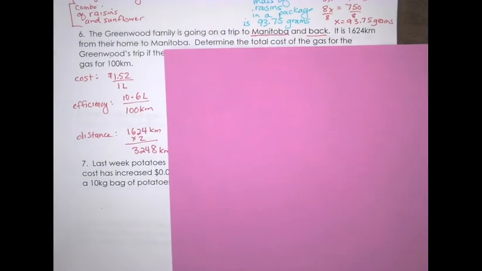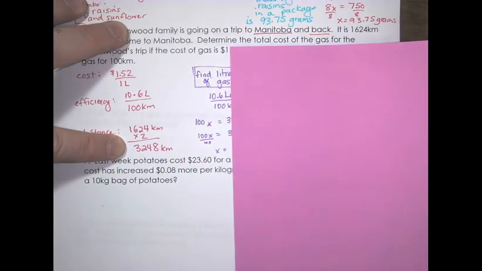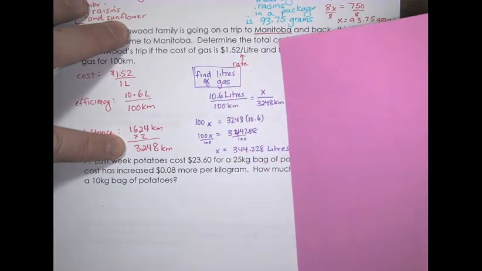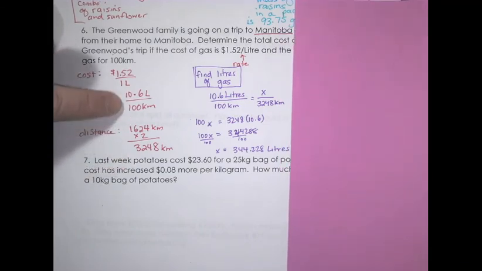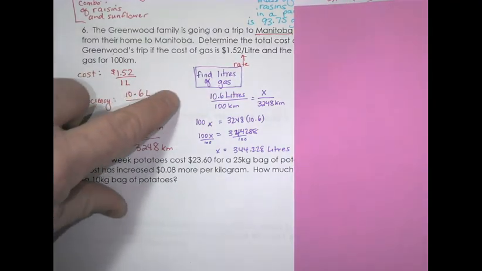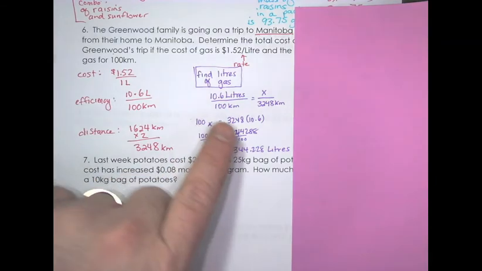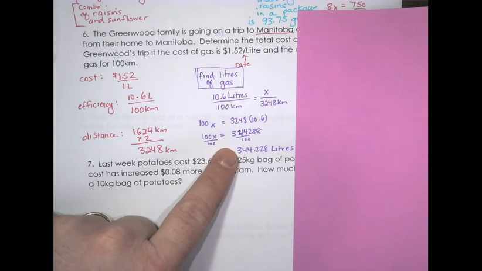All right, hopefully you've tried this question, and we'll give it a go. So this is what we originally had. We said that it was $1.52 per liter, 10.6 liters for every 100 kilometers, and we figured out the distance. So the first thing, hopefully you tried, is figuring out how much gas you would use. Because we know the number of kilometers, we can figure out the liters. We can set up a proportion. X will be the number of liters I found. I can solve that.